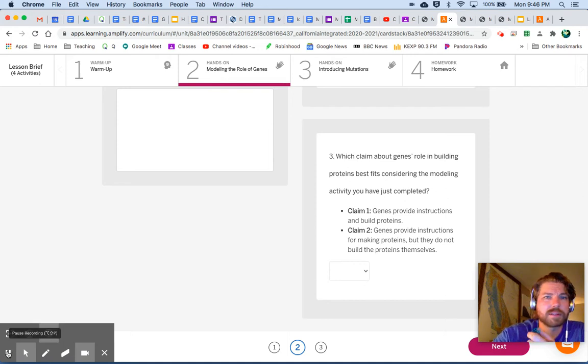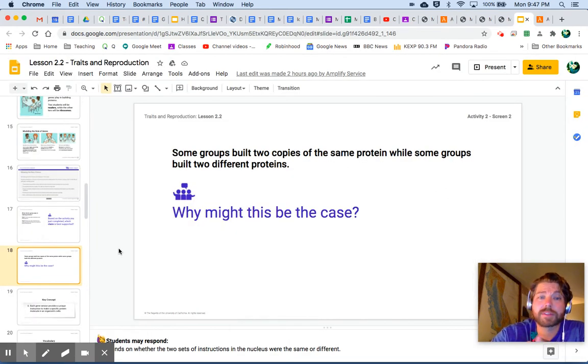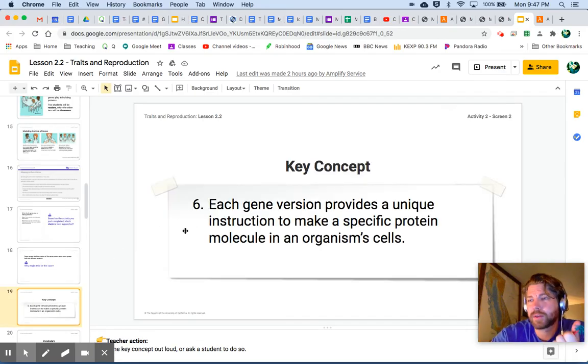Let's go back to the slides. We'll jump right here. Some groups built 2 copies of the same protein, while some groups built 2 different proteins. Why might this be the case? We already talked about this, that they had different instructions, right? So this leads us to our key concept number 6. Each gene version provides a unique instruction to make a specific protein molecule in an organism's cell. So we have these gene versions, and they have specific instructions, and each instruction makes a specific protein.